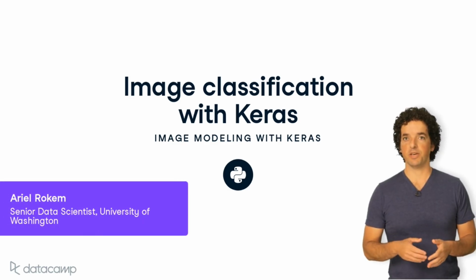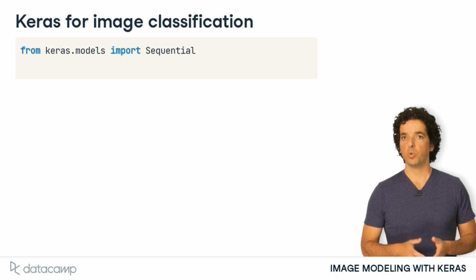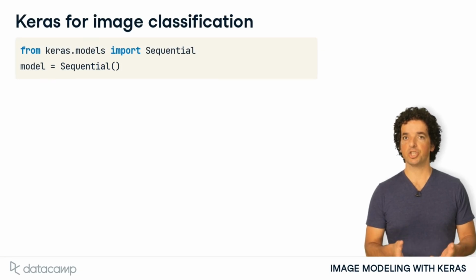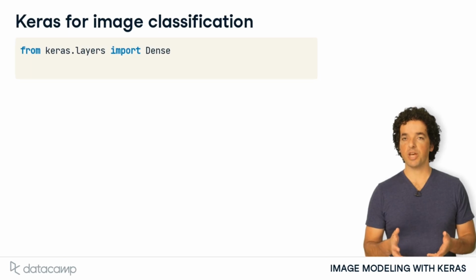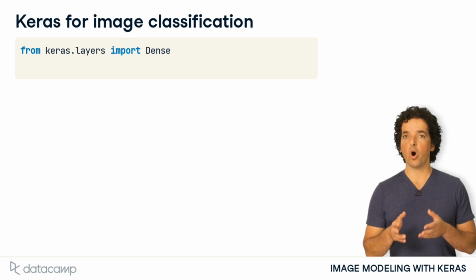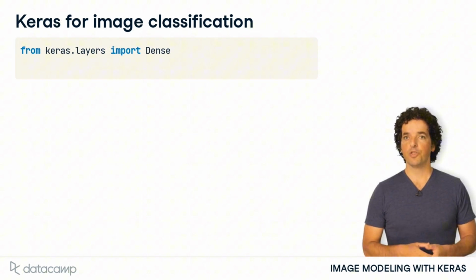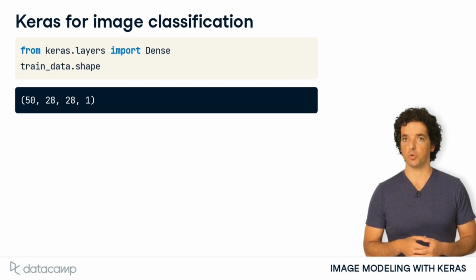Let's use Keras to classify images. We'll start by using a fully connected network, like the one that you saw in the deep learning course. We start by importing the sequential model and initializing it. To construct our network, we will use densely connected layers. Every unit in every layer is connected to all the units in the previous layer. The first layer of the network is connected to all the pixels in the input image. The training data in this case are images of clothes, 50 samples, each of 28 by 28 pixels. The last dimension has length 1 because the images are black and white.